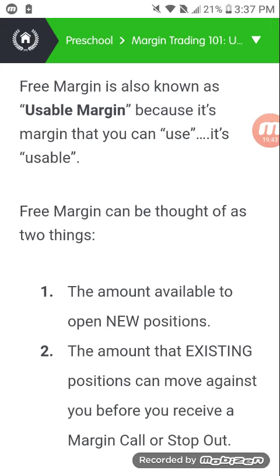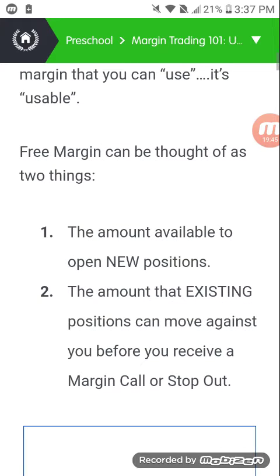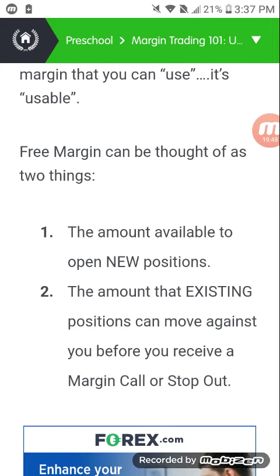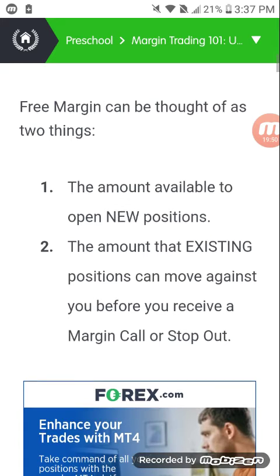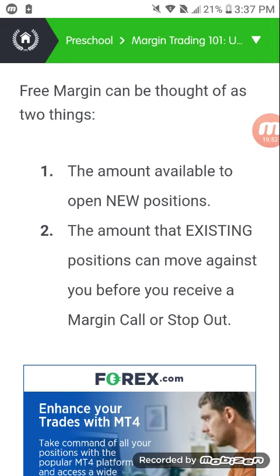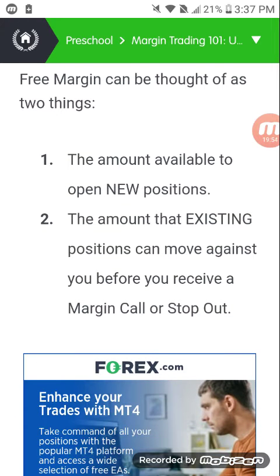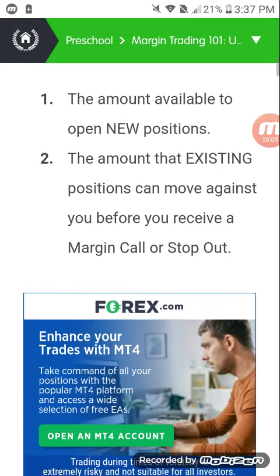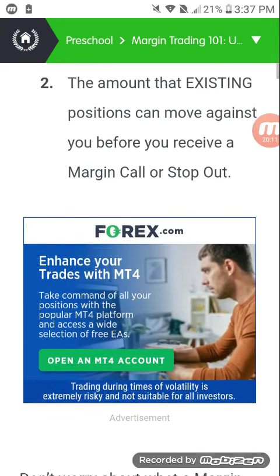This is thought of as two things: the amount that's available to open a new position, and the amount that existing positions can move against you before you receive a margin call or are stopped out by your broker.